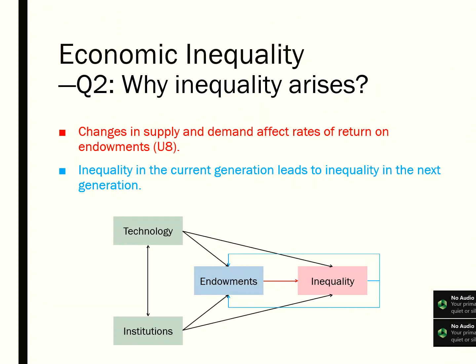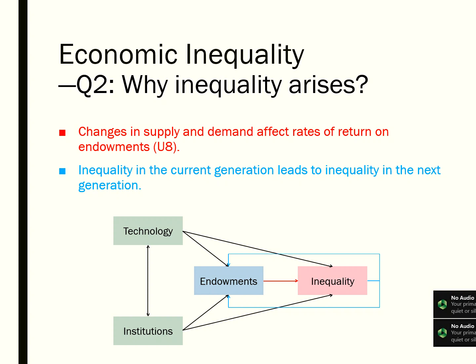Now let's investigate what causes inequality. This slide summarizes a conceptual framework to analyze the causation of inequality. Technology and institutions are two long-term exogenous variables, which can directly contribute to inequality or indirectly via the effects on endowments. Let's use some examples to illustrate.